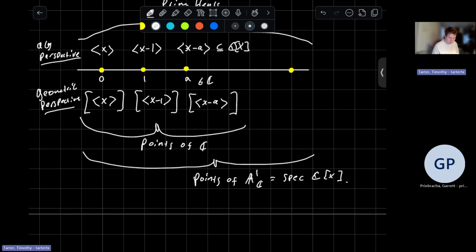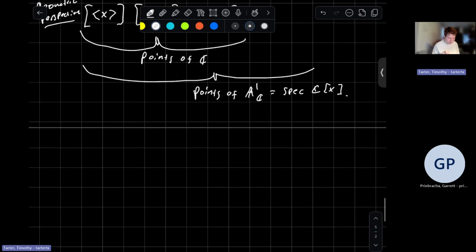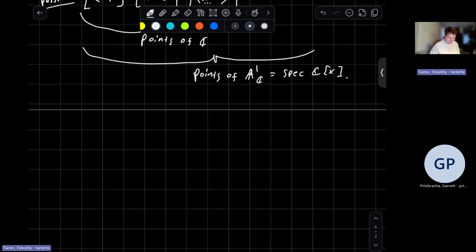There is one traditional point for each complex number plus one extra bonus point, 0. We can mostly picture the affine line of C as C. The point x minus a will reasonably associate to a in C. But where should we picture the zero ideal?